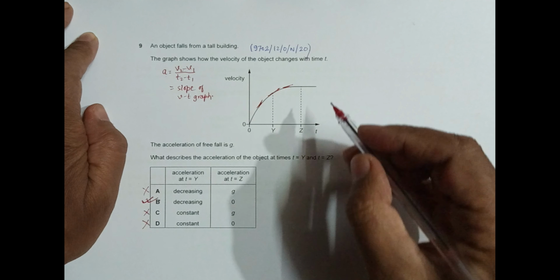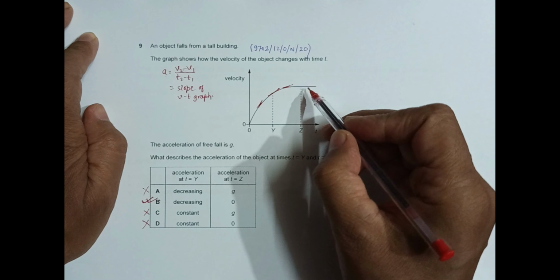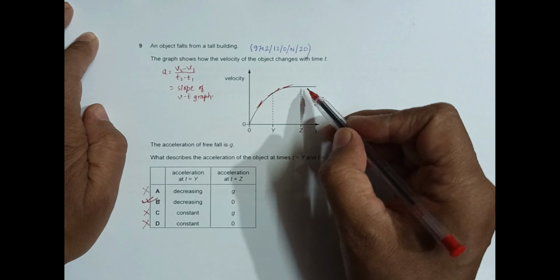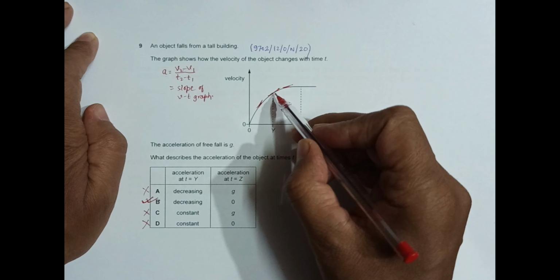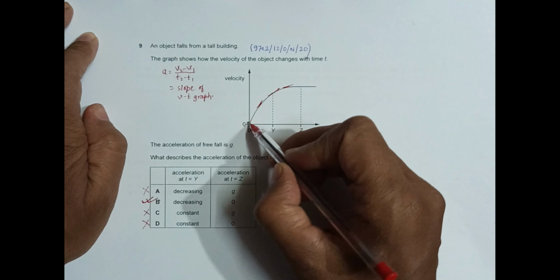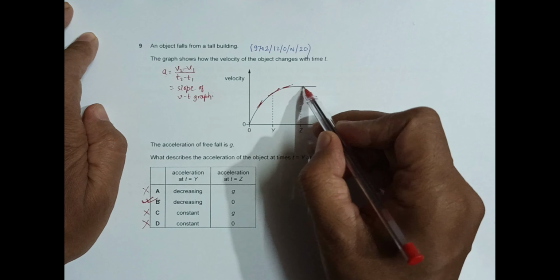So this is a typical case of the acquisition of a terminal velocity by a body which falls with resistance. So here the value of a is decreasing. It is highest at the start, then decreasing, and here a becomes 0.